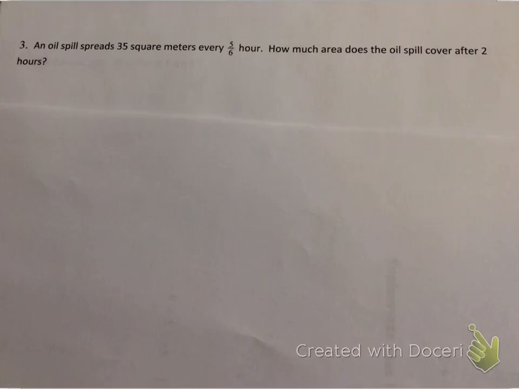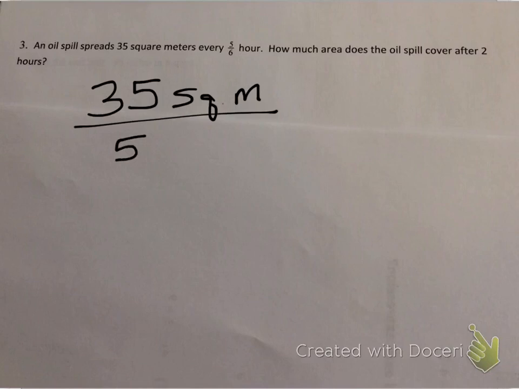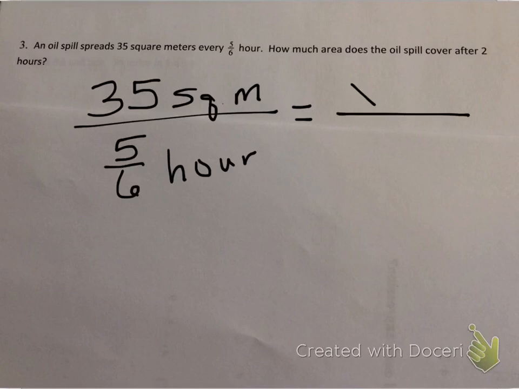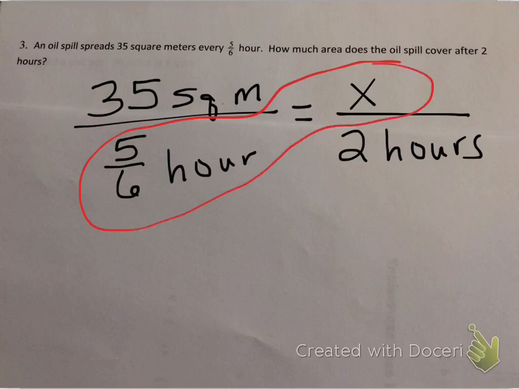Number 5, an oil spill spreads 35 square meters every 5/6 hour. How much does the oil spill cover after 2 hours? A couple different ways to do this. I feel like the easiest way is to use a proportion. 35 square meters for 5/6 hour. We want to know how many square meters for 2 hours. And to solve that, you could just use your cross product property. We have 5/6 times x, which would be 5/6 x.